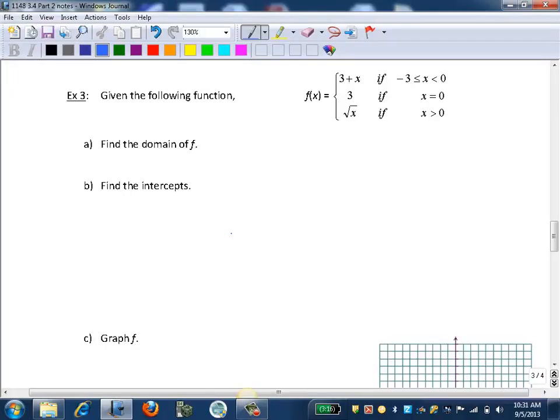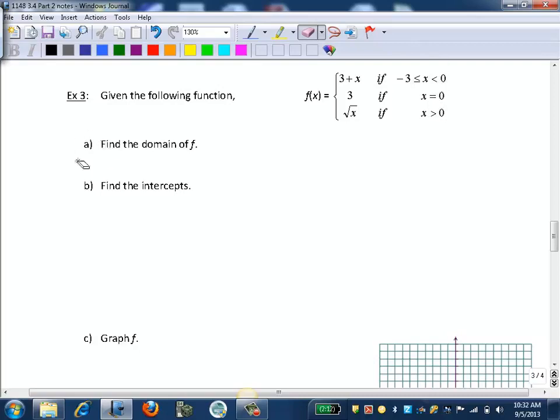Given the following function, f of x equals 3 plus x if x is between negative 3 and 0, f of x equals 3 if x is equal to 0, and f of x equals the square root of x if x is greater than 0. So we have a piecewise defined function with 3 pieces. So over here, each piece has its own domain.